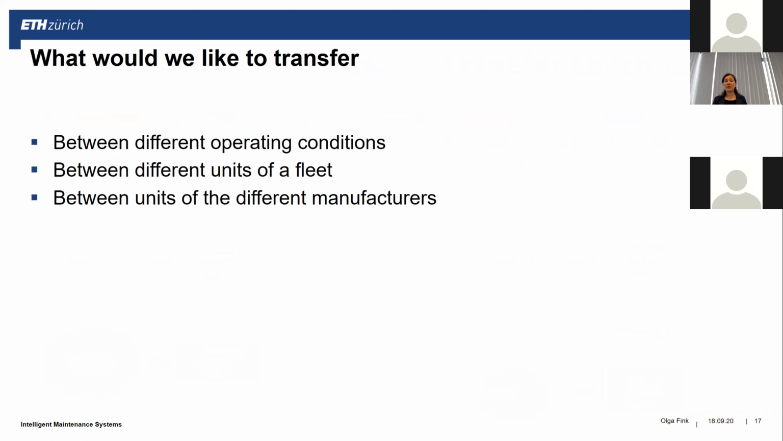And on the one hand, we would like to transfer between different operating conditions. So for example, if we have not observed faults yet under some specific conditions, for example, under part load, but we have observed them in base load, we would like to also be able to transfer it there. But also if we have large fleets of units, but maybe not even large, it can be even between 2 units.